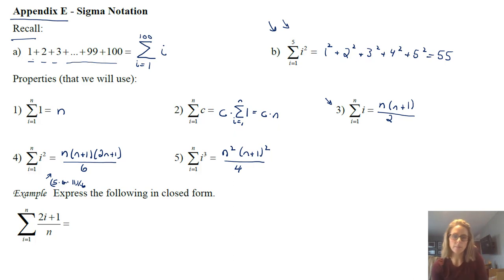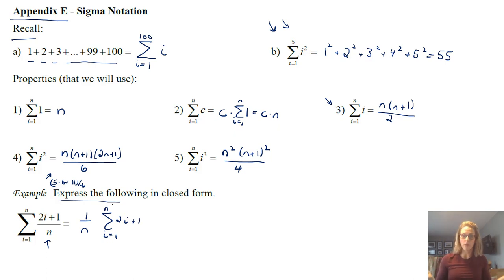So when you see something like this, express the following in closed form, it's saying take this thing that is in terms of i and basically write it in terms of n. And so the way to think about it is n that you see here is just a constant. It does not change. It's just whatever n is, that is what n is. So if you're going up to 100, your n is 100. So because of that, we can pull that out and then have the sum of i equaling 1 of 2i plus 1 up to n.